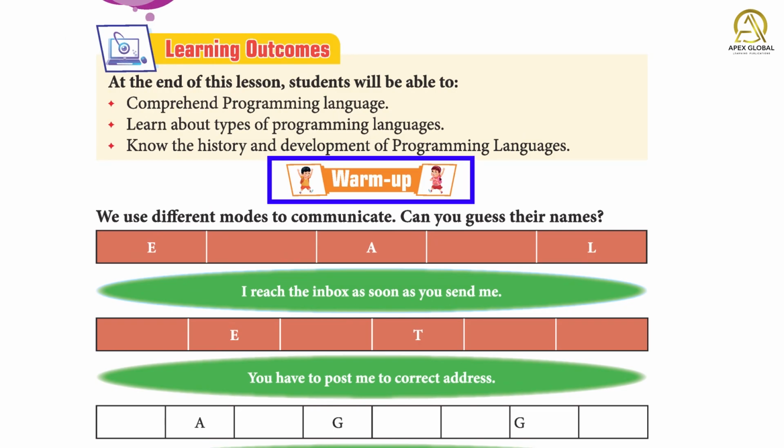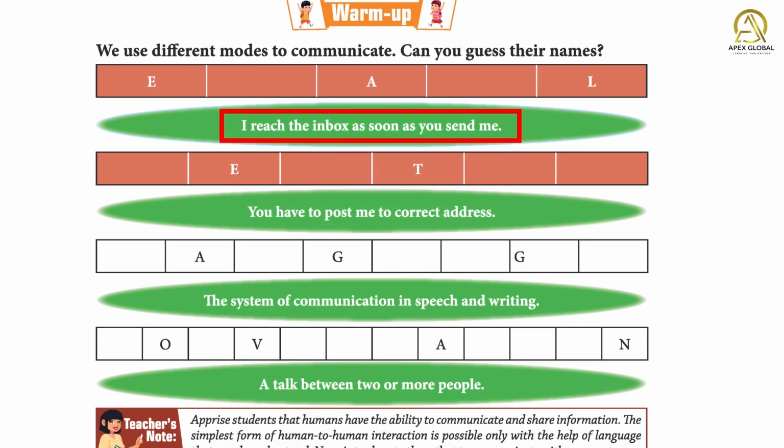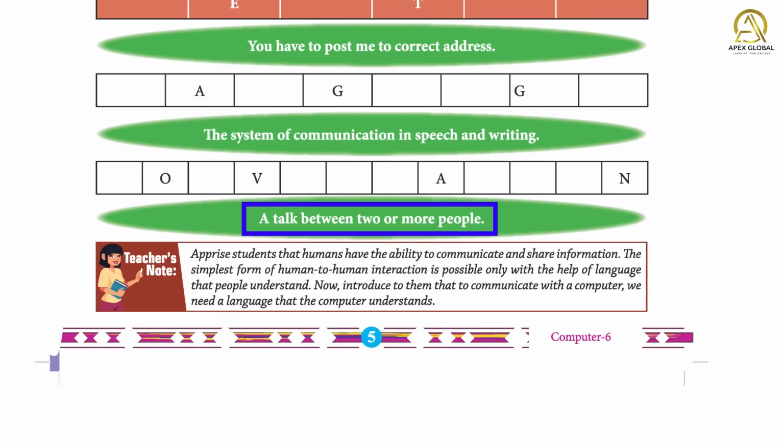Warm up. We use different modes of communication. Can you guess their names? I reach the inbox as soon as you send me. You have to post me in the correct address. The system of communication in speech and writing. I talk between two or more people.